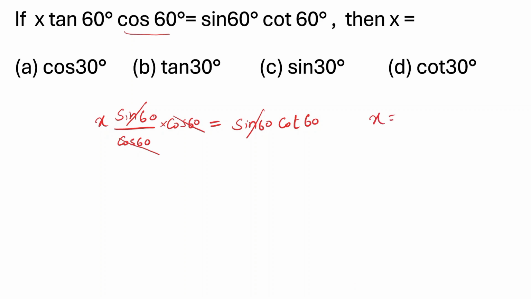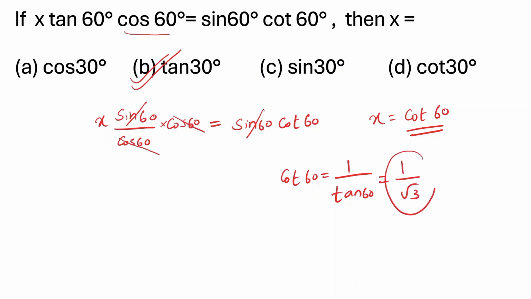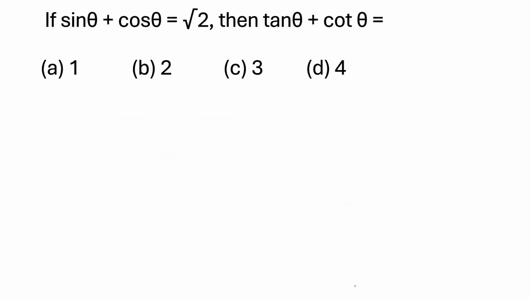The value for x equals cot 60, but cot 60 is not in the options, right? But instead of cot 60 we can take tan 30. Both are the same, right? Cot 60 is 1 divided by tan 60. Tan 60 is root 3, so 1 over root 3. This value exactly matches tan 30. So this is a 1 mark question. No need to waste much time on this.